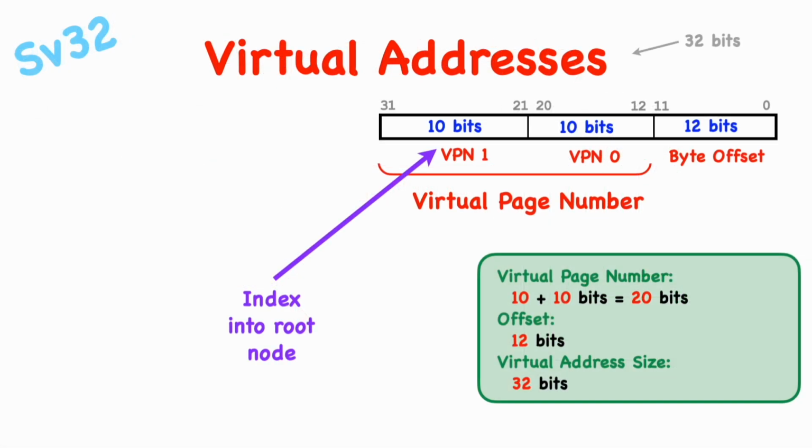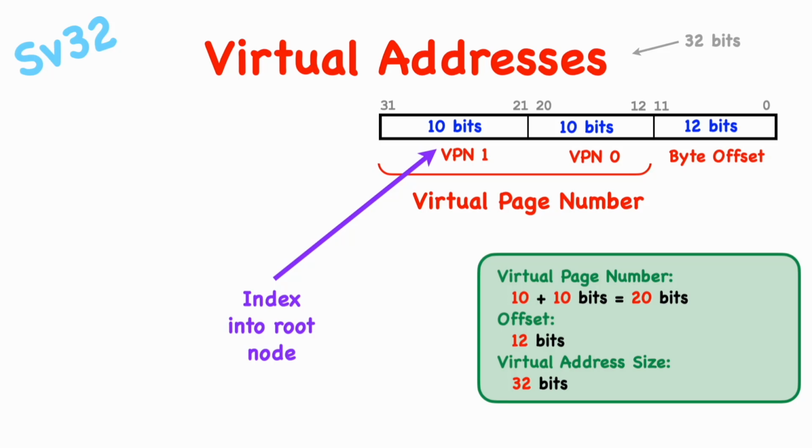Here's a 32-bit virtual address for the Sv32 scheme, which we've seen before. And notice that the virtual page number is broken into a number of parts. Each part is 10 bits and is used as an index into one of the nodes of the page table tree. The first part, VPN part 1, is used as an index into the root node. The virtual page number is broken into 2 parts because with Sv32, the page table trees have 2 levels. As we'll see next, there's a different layout for each of the other page table schemes.